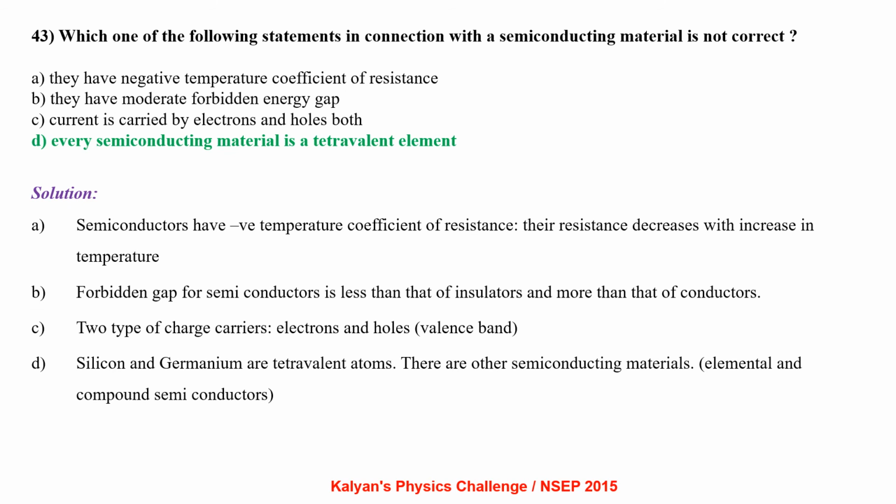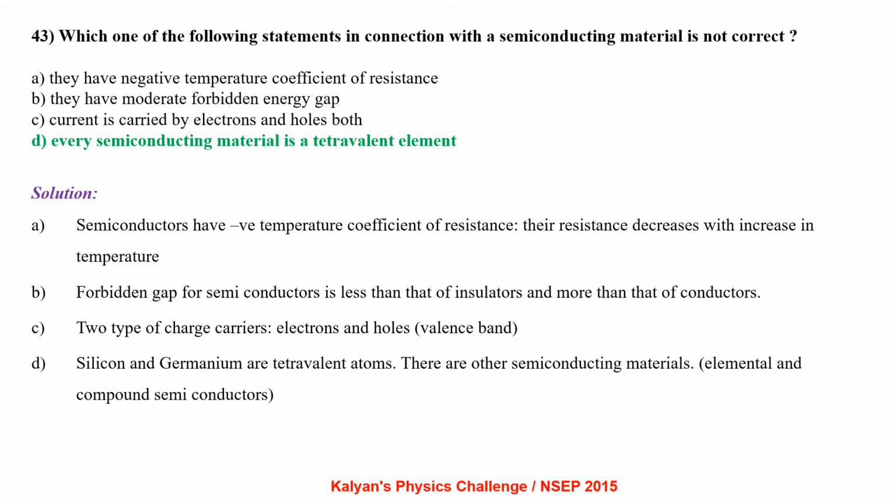Which one of the following statements in connection with a semiconducting material is not correct? Let us see the statements one by one. Semiconductors have negative temperature coefficient of resistance. Their resistance decreases with increase in temperature. So this is a correct statement. Forbidden gap of semiconductors is less than that of insulators and more than that of conductors. So statement 2 is also correct.